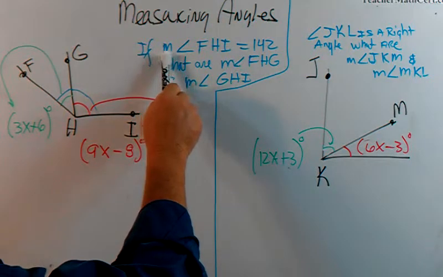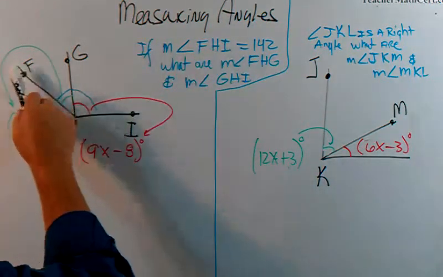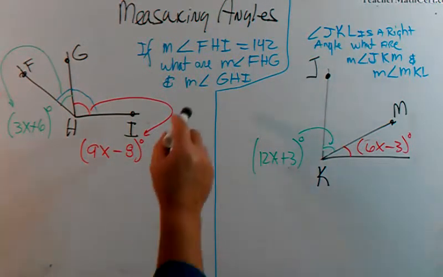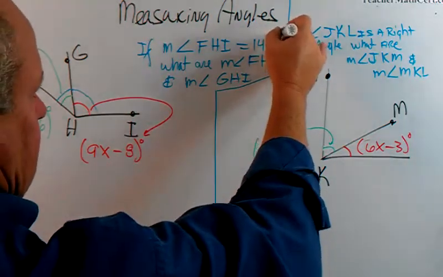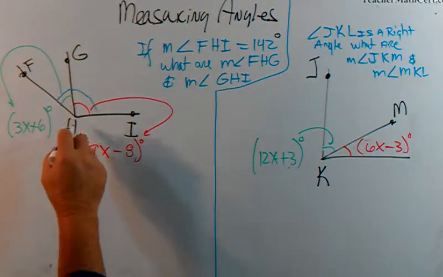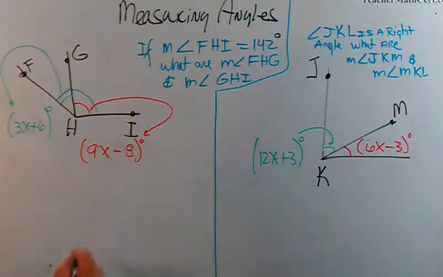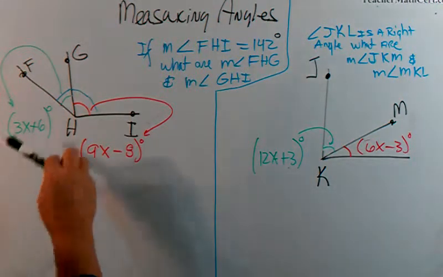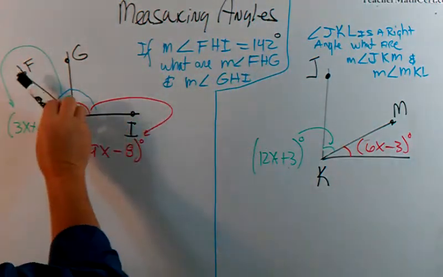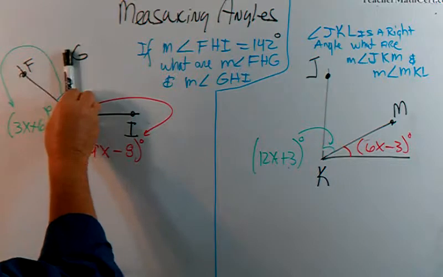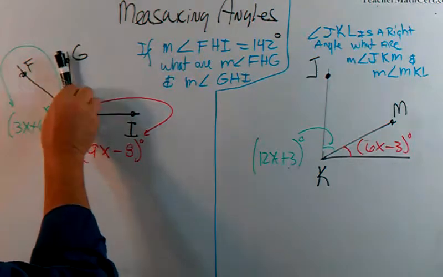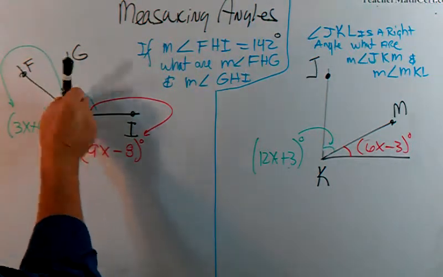It says if the measure of angle FHI is equal to 142 degrees, what are the measures of FHG and GHI? In other words, what they're asking here is they're saying, look, the total angle from here to here is 142 degrees. So what is this measure going to be? And what is this measure going to be? Well, clearly, this angle here plus this angle here is equal to the whole angle.